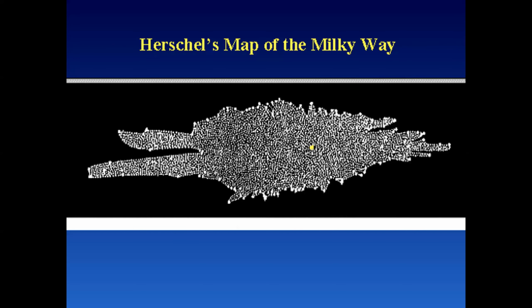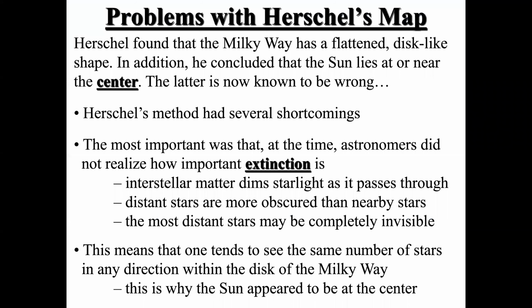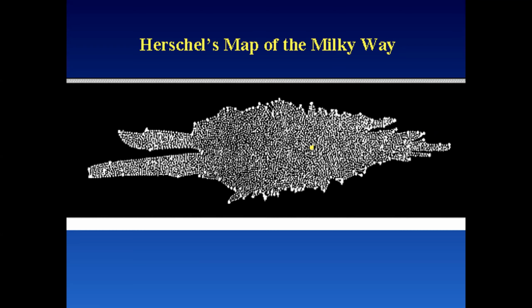And you can see that the yellow color is where our Milky Way is, which we know is not the correct way of doing it now, because we are in one of the spiral arms in the galaxy. But the problem with Herschel's map is that he found that the Milky Way has a flattened disk-like shape, and he also concluded that the sun lies at or near the center. So that's why he put the sun right here, which is actually wrong, right?